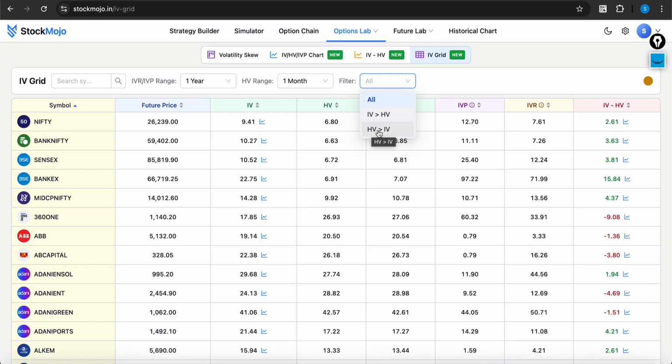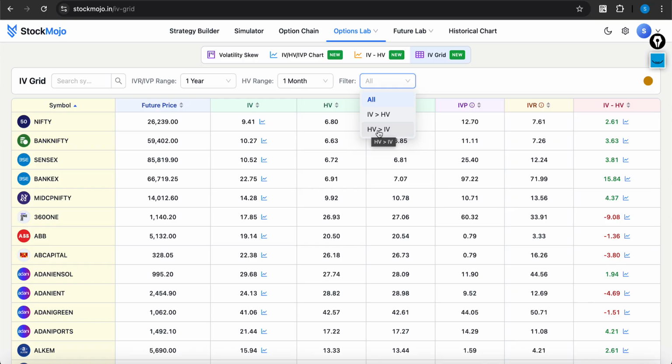Matlab, historical volatility is greater than implied volatility. So what does it do? Whenever options or futures work on data, whenever HV, historical volatility, is moving above implied volatility, there will be long vol. You can long the volatility, you can use bullish undertone, you can use bullish strategies to encash this long volatility.